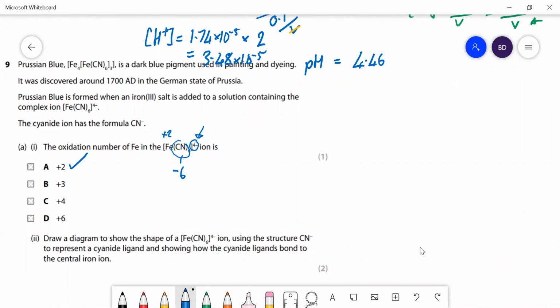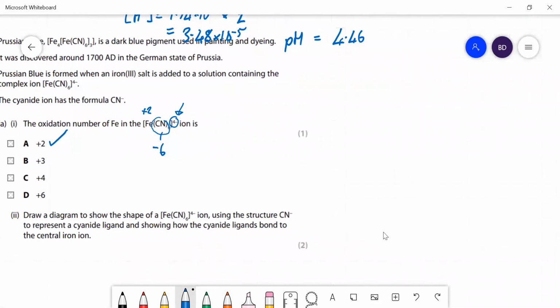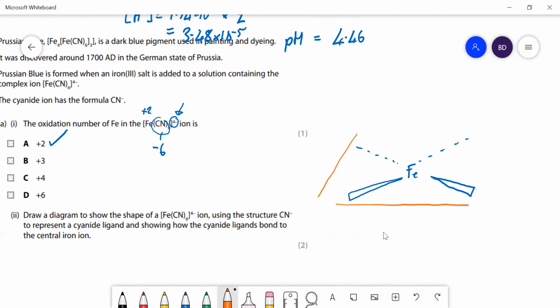Draw a diagram to show the shape of the ion, using the structure CN to represent the cyanide ligand, and show how the cyanide ligands bond to the central ion. It's 6 ligands, so it's going to be octahedral. So I would draw Fe. These ones are going back into the plane of the paper, these ones are coming out. They're all in a square, this bit here is square planar. And then we've got one ligand sticking up and one ligand sticking down.